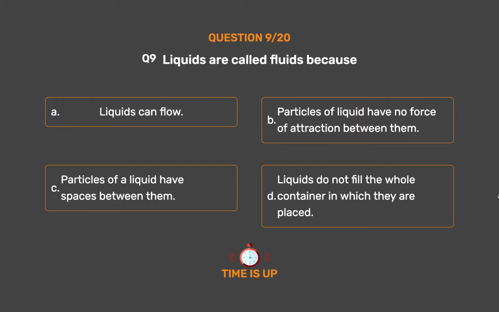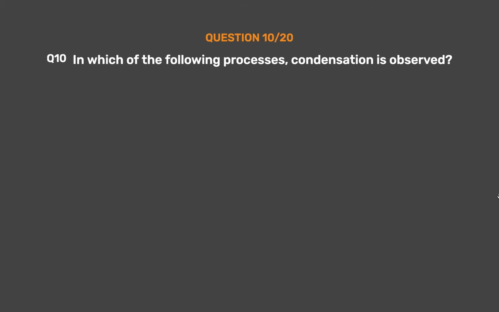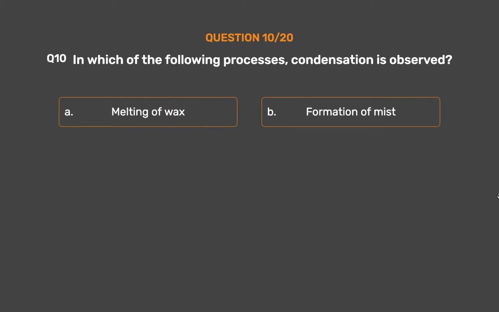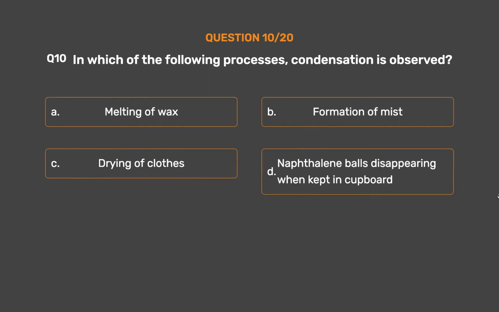The correct answer is option A. Liquids can flow. Question number 10. In which of the following processes is condensation observed? Option A. Melting of wax. Option B. Formation of mist. Option C. Drying of clothes. Option D. Naphthalene balls disappearing when kept in a cupboard.